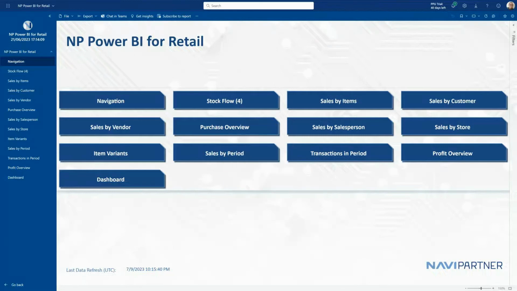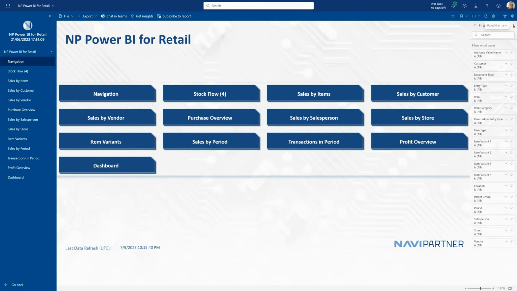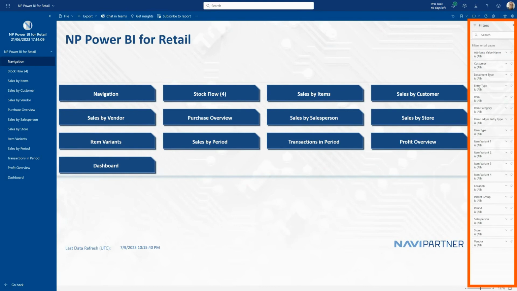Once you have accessed the report, you can see the main page with shortcuts to different sections of the report. You can also access them from anywhere in the report using the Pages section to the left. You can find globally placed filters on the right side of the main section. In this report, filters are available on the report level and visual level.